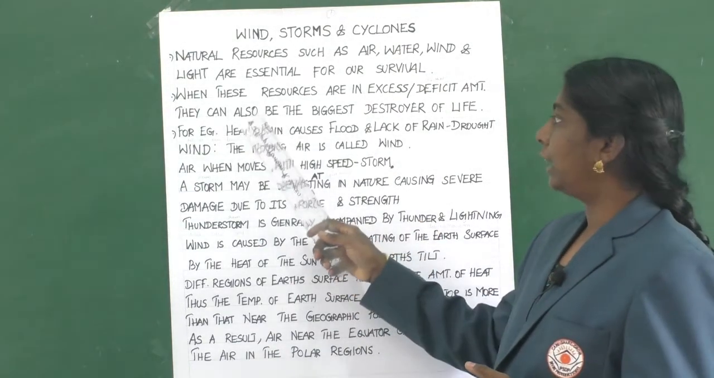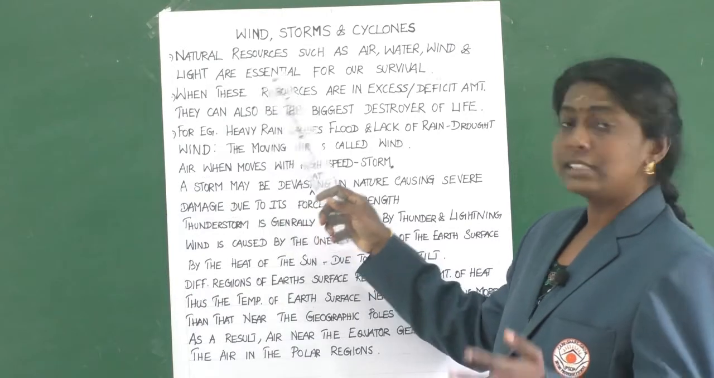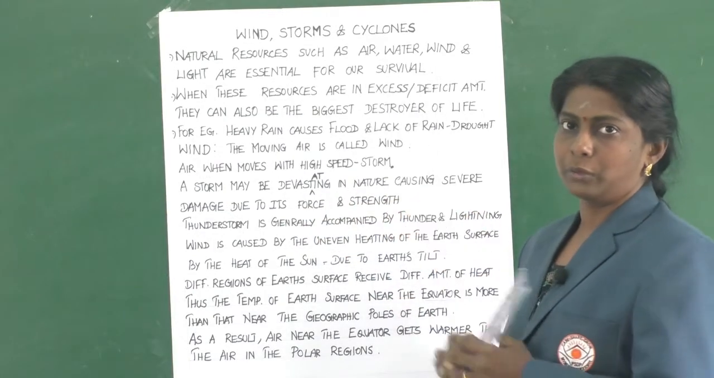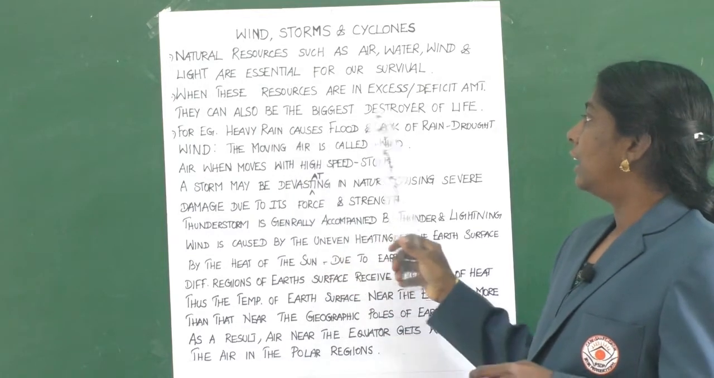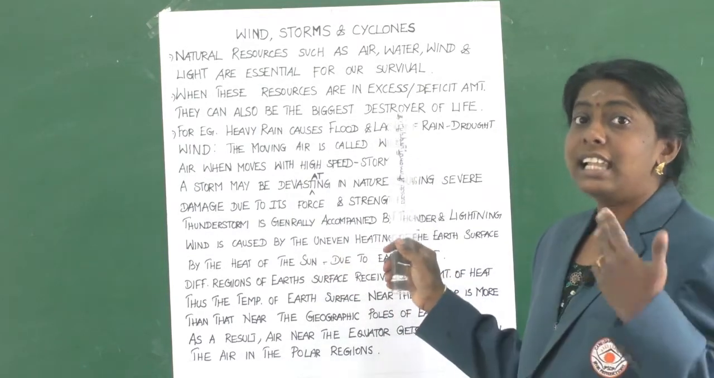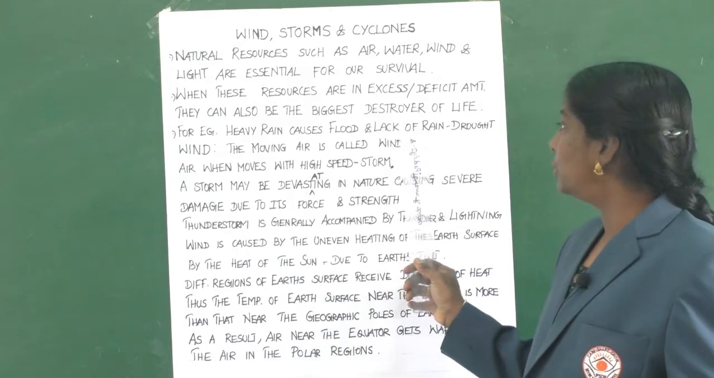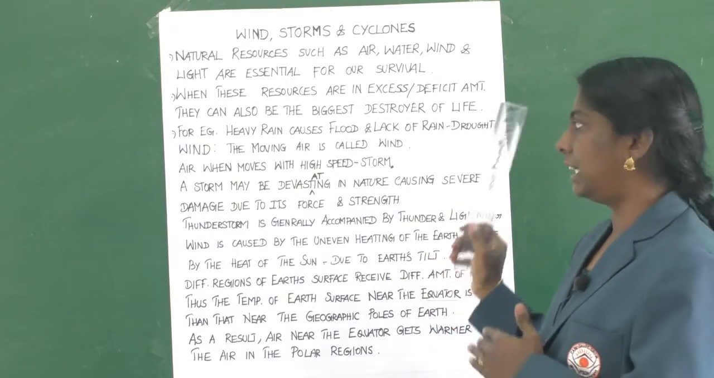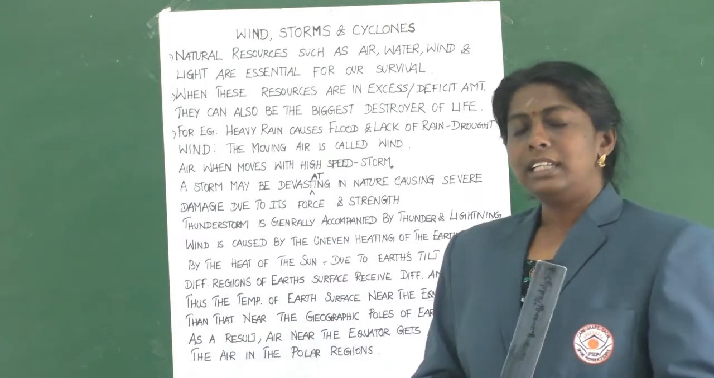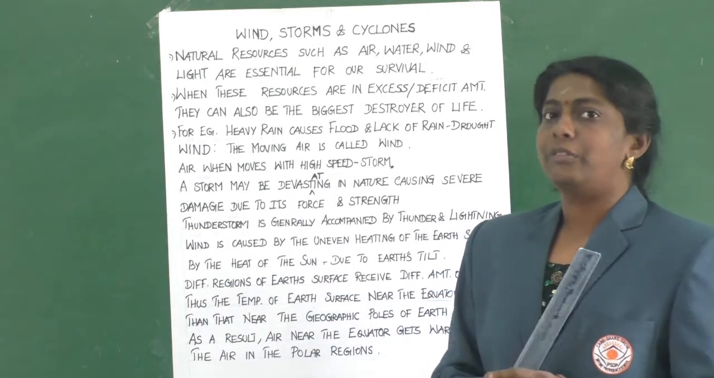For example, heavy rain causes flood. So what is this heavy rain? When the resource is in excess amount, isn't it? Yes. Else, if there is lack of rain, it leads to drought, isn't it? Yes. So now let us learn first about wind.